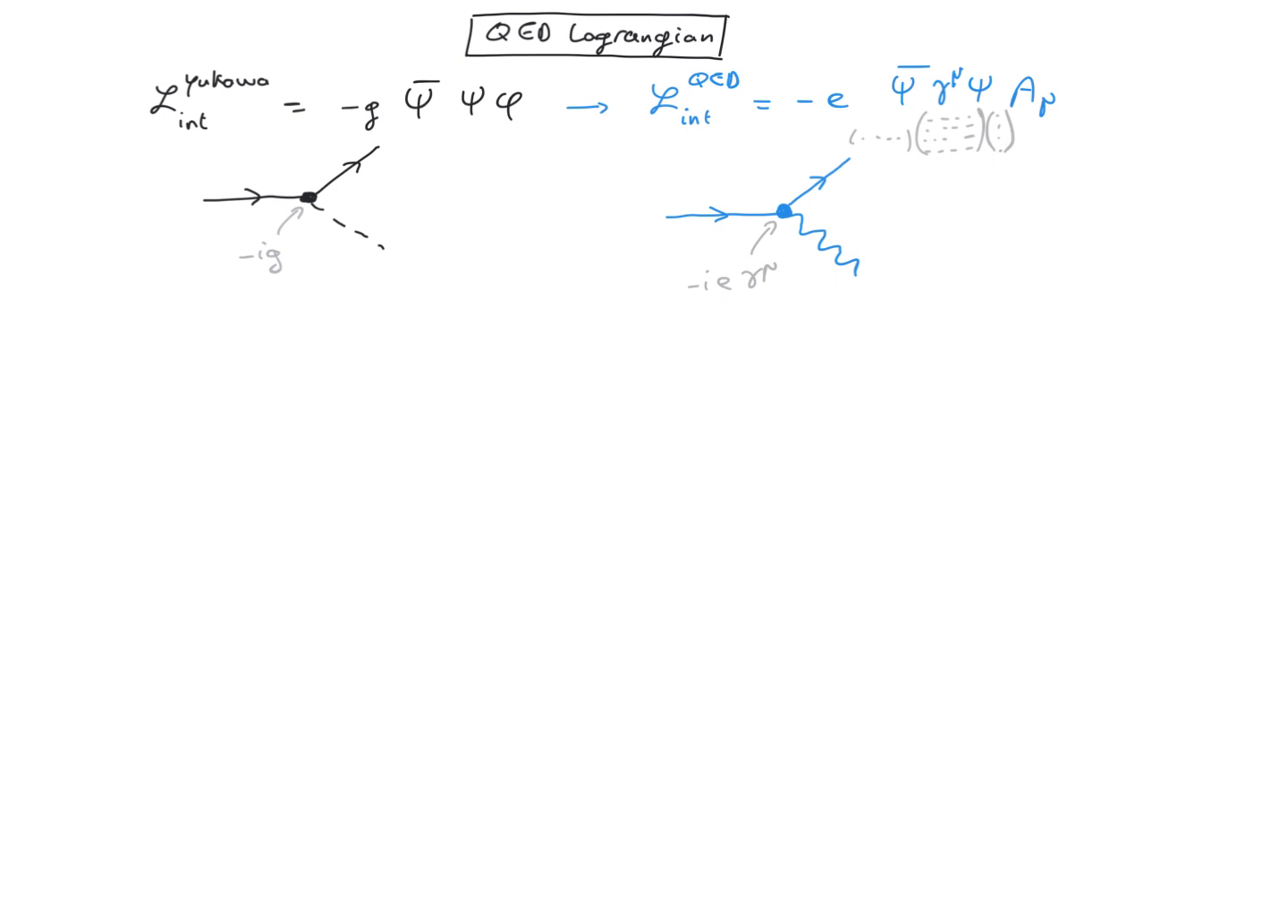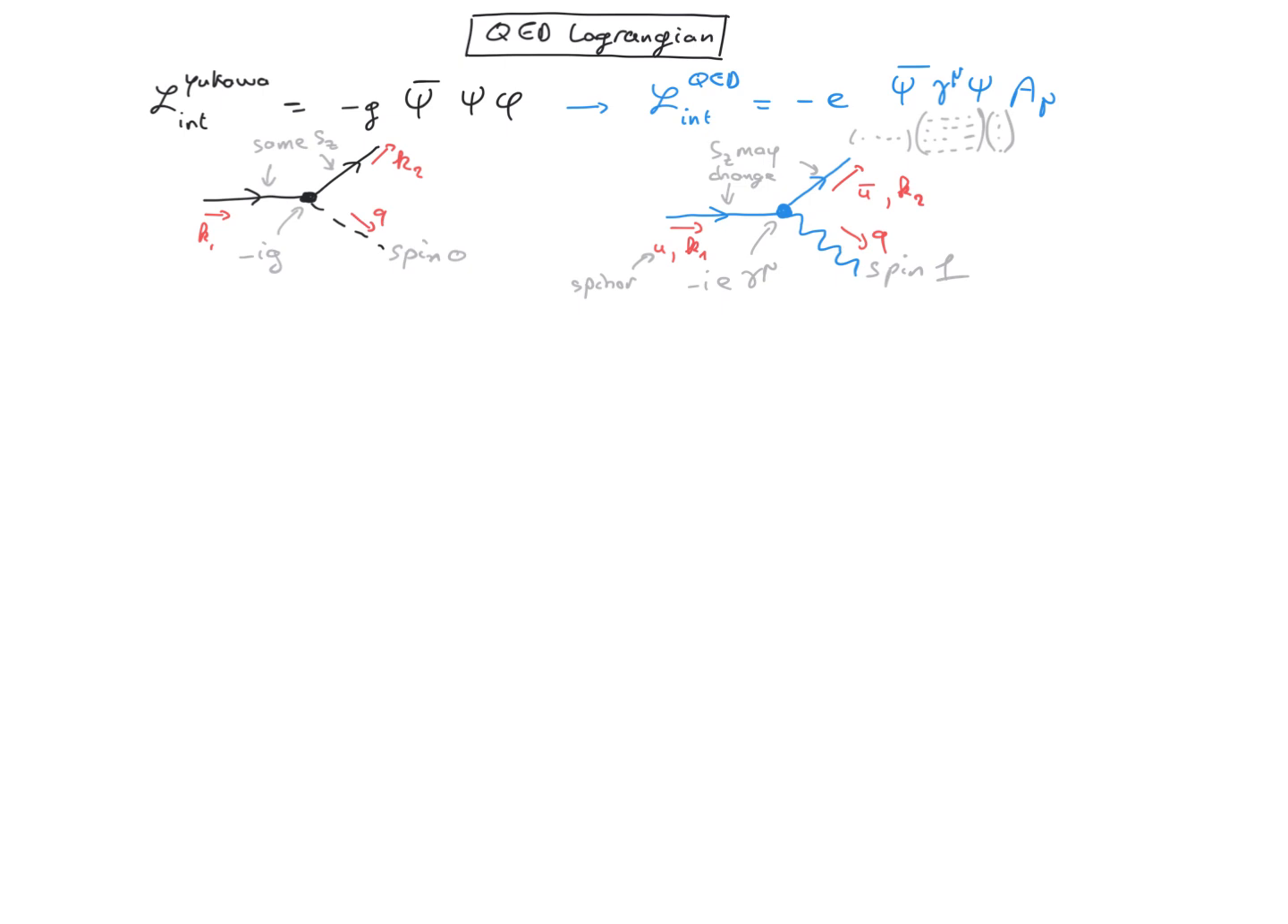Of course, the main difference between the QED and Yukawa theories is that the mediator of the interaction in QED has spin 1. As a result, it can change the projection of the spin for the incoming and outgoing fermions. Therefore, in QED, in addition to the usual 4-momentum, we will associate to each fermionic line a spinor, which will tell us if the particle is, for instance, spin up or spin down, or if the antiparticle is spin up or spin down.